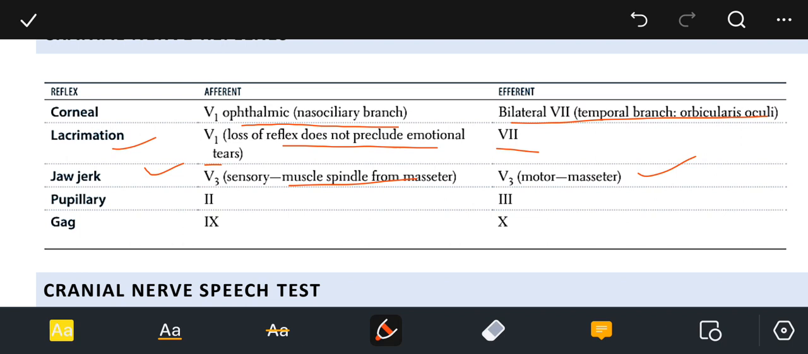The pupillary light reflex is the reflex in which the pupil constricts when you shine light into it. The optic nerve is responsible for detection of the light, which is the sensory or afferent component, while the efferent component, which causes the pupillary constriction, is mediated by cranial nerve 3. Then we have the gag reflex. The afferent component is cranial nerve 9 and the efferent component is cranial nerve 10.